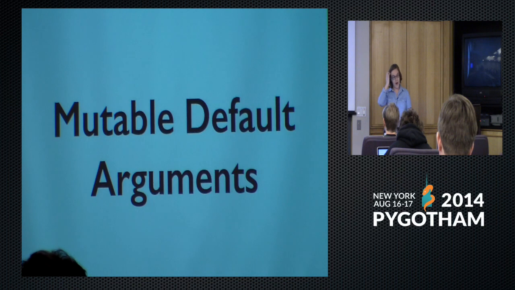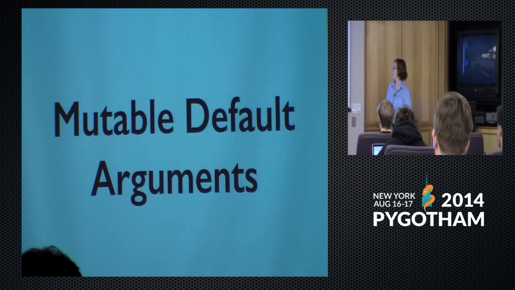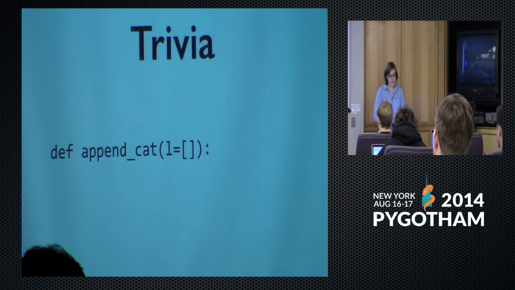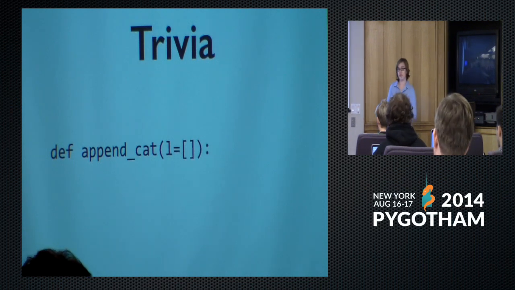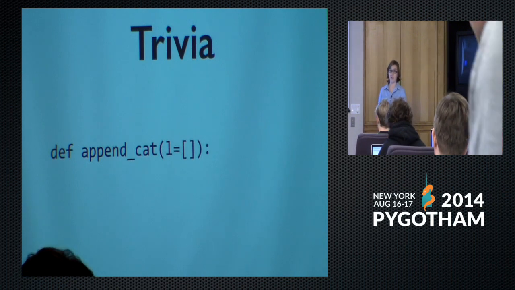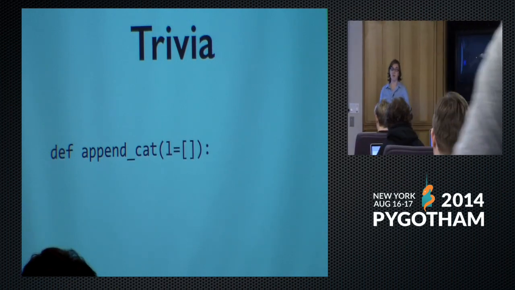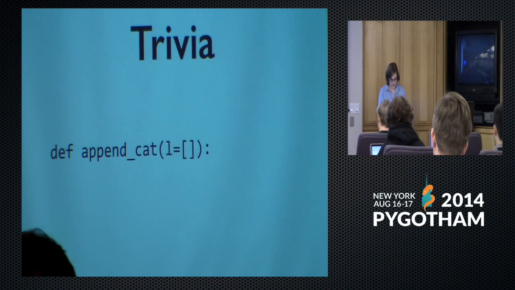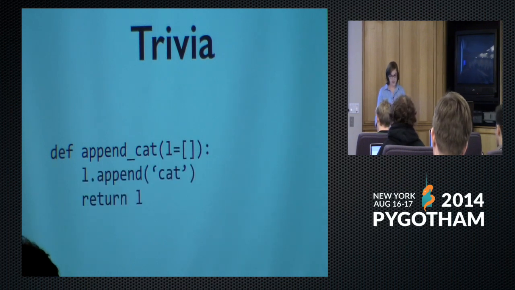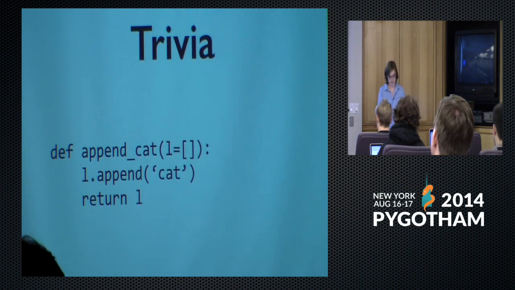Okay, so one big part of mutability, and one reason why this is important and has probably caused a bug for you in the past, is using mutable default arguments. So let's say we want to create a function called append_cat, and it takes a default argument, or a parameter called L, with the default value of the empty list. In this function, we do something super simple: we append cat to the list, and then we return L, right? Exactly what it says, we append cat.